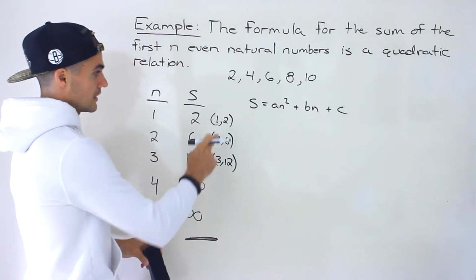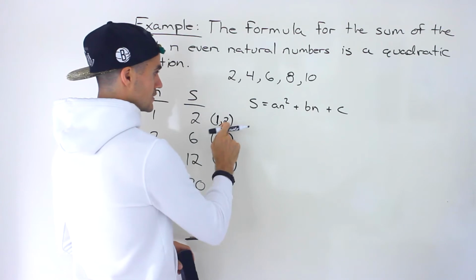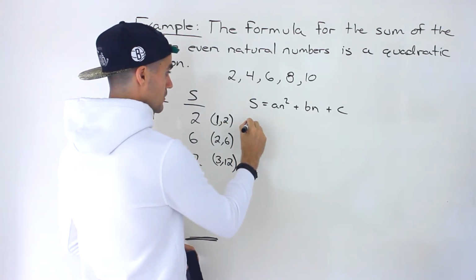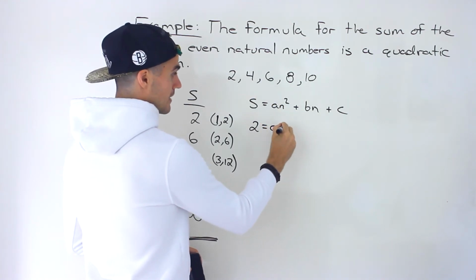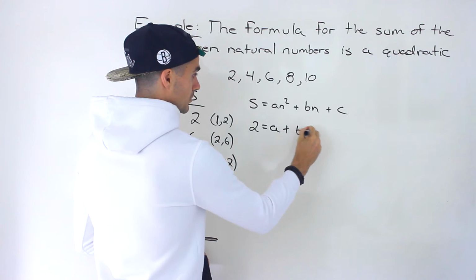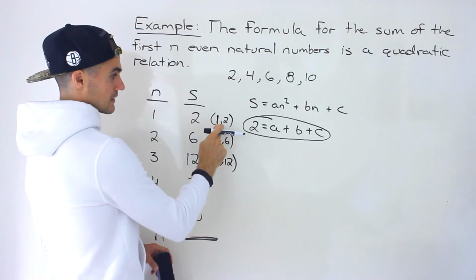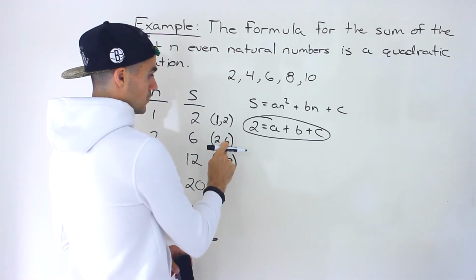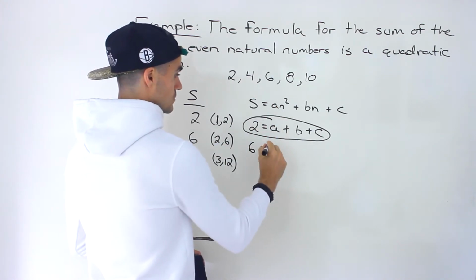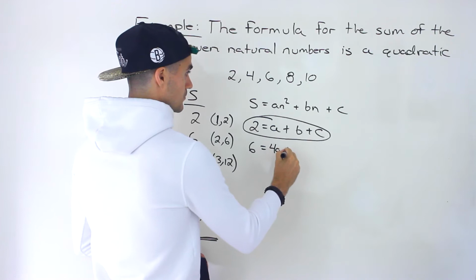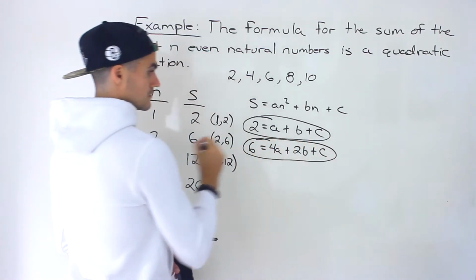And so plugging in the first point, we would plug in 1 for the n values and then 2 for the s values. So we'd end up with 2 equaling 1 to the power of 2 is just 1. So that would be a plus b times 1, which is b plus c. So we end up with that first equation like that. That comes from the first point. Then from the second point, we would plug in 6 for s, so we'd have 6 equals, then we'd have 2 to the power 2, which is 4 times a, so it'd be 4a plus 2b plus c. That would be the second equation.